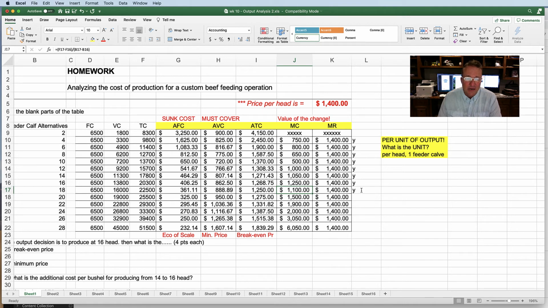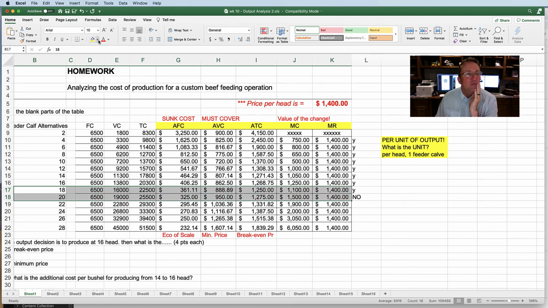So maybe I got to a higher level of feed buying and I end up with a little more efficient feed price. However, you go to the next level and it costs you $1,500. And so this is the no spot. We would not go there. However, the answer is somewhere between 18 and 20. So let me try to highlight that area of the green money spot. That's where the answer is.